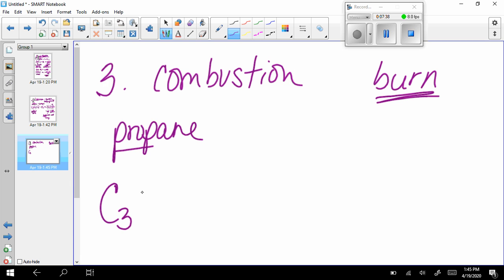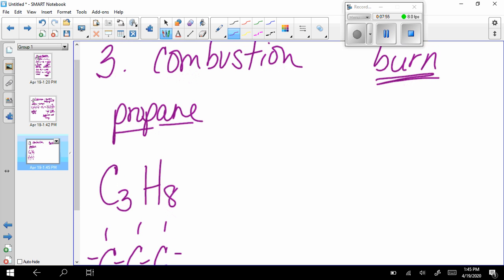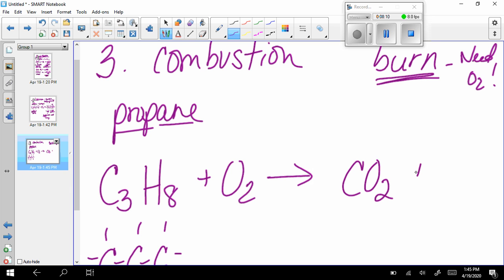So C3H, it's an ane, which tells me it's an alkane, which means I want to double it plus 2. So C3H8 would look like this. 1, 2, 3. There it is. And every time you do a combustion and you burn something, you need oxygen. You need oxygen to have a fire. So I'm going to add oxygen here. And then the 2 products are actually always the same. You always get carbon dioxide and water in a combustion reaction.